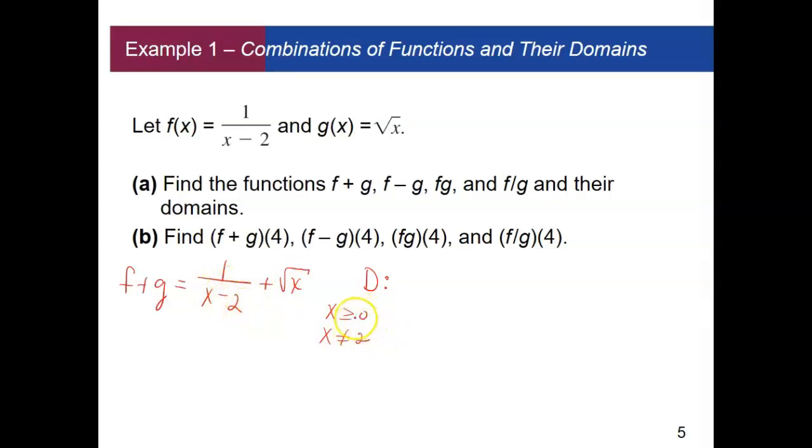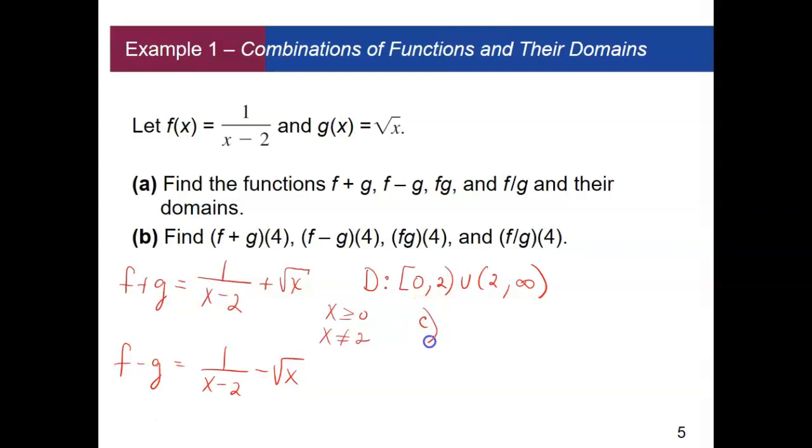So because of that, WebAssign is going to ask that you write this domain in interval notation. So if I'm looking at x greater than or equal to 0 and not equal to 2, then I'm going to start with 0, and I'm going to go up to 2, and then I'm going to union that with 2 to infinity. So that's the way I would write x greater than or equal to 0 and x not equal to 2 in interval notation. F minus g is actually pretty much the same thing with just a minus sign, and it's going to have the same domain, so I'm not going to go through that again.